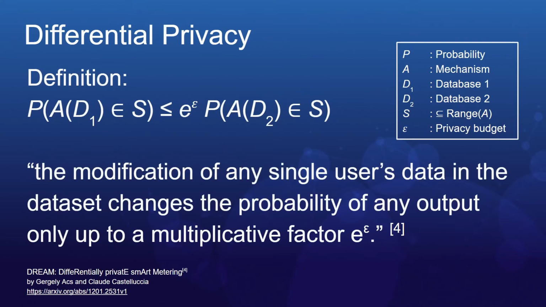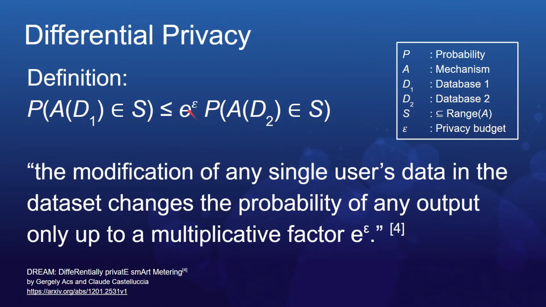The formal definition of differential privacy says that a mechanism A is differentially private if the probability of A applied to database 1 being in S is less than or equal to e to the epsilon times the probability of the mechanism A being applied to database 2 also being in S. This is where the two databases differ only by one element.